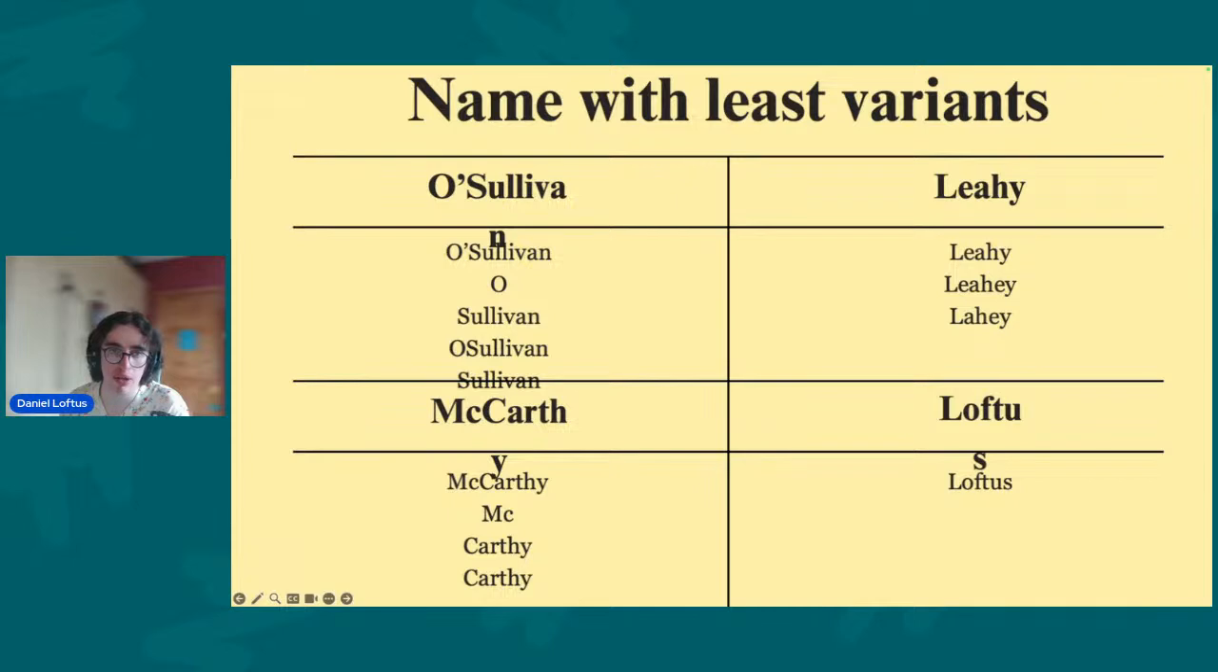Then, with the name of least variance, if I was looking for O'Sullivans and Leahys or McCarthys and Loftuses, if these are the marriages I was looking for, I would try and go for Leahy, as there's not really the factoring in of an O and apostrophe. So I got O'Sullivan, but it could also be O'Sullivan without a space as well. So it's worth noting down a few of those things too.